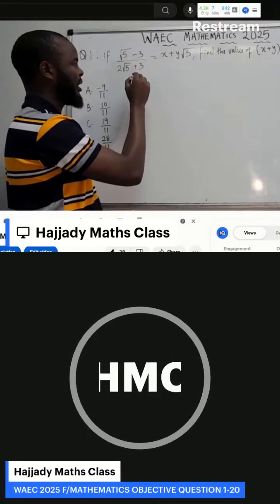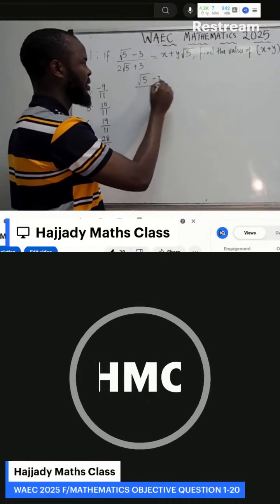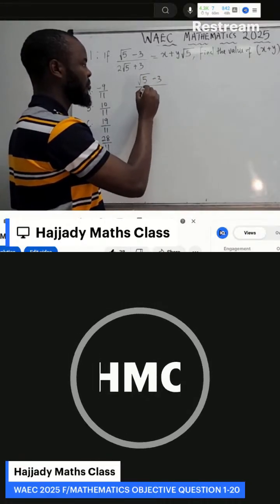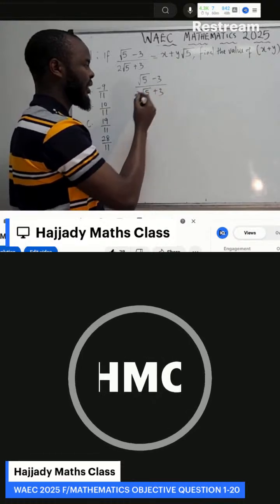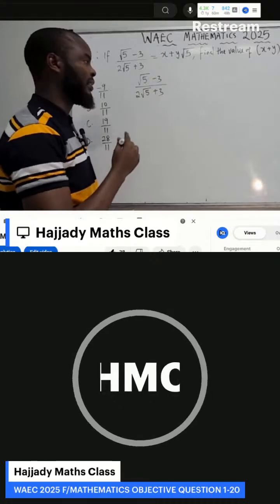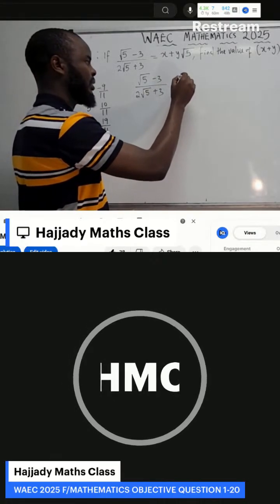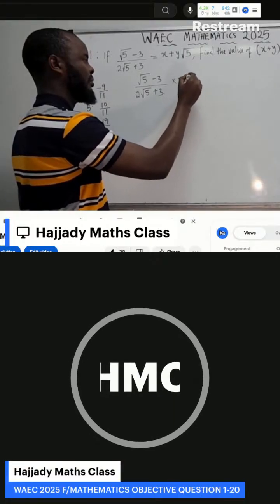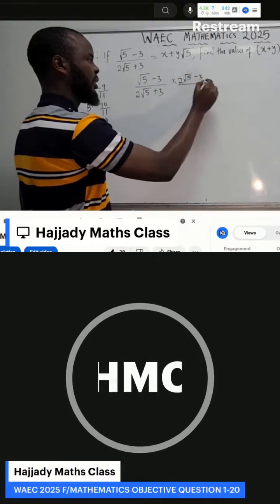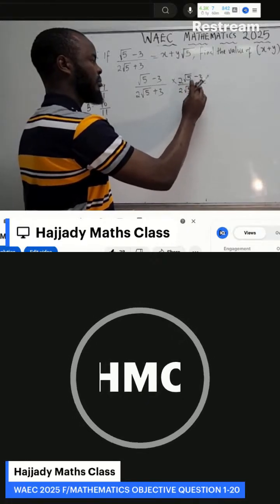Now, to do that, we have the left-hand side given as square root of 5 minus 3 over 2 root 5 plus 3. If you have something like this in surd, what you have to do is to rationalize. And by rationalizing, this is going to be multiplied by 2 root 5 minus 3 over 2 root 5 minus 3.